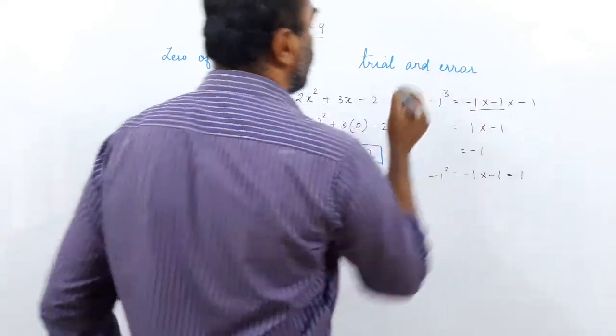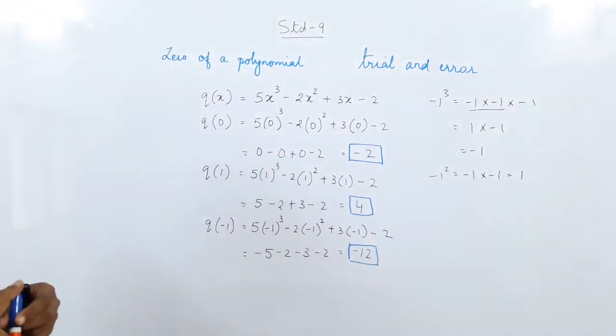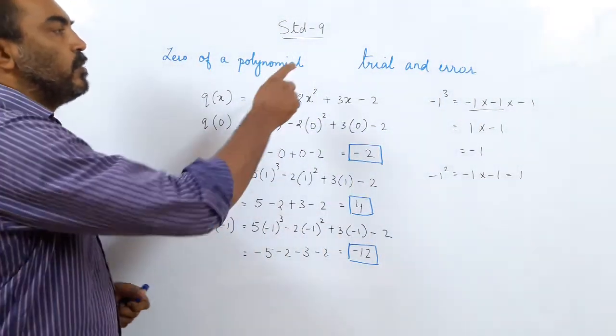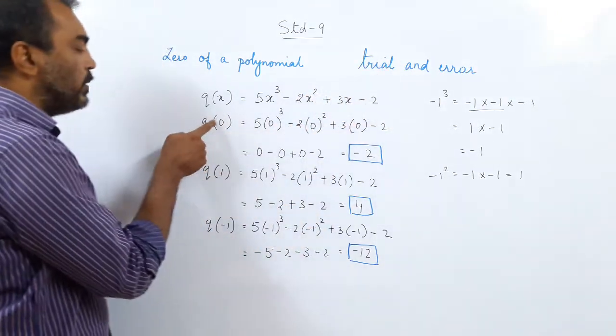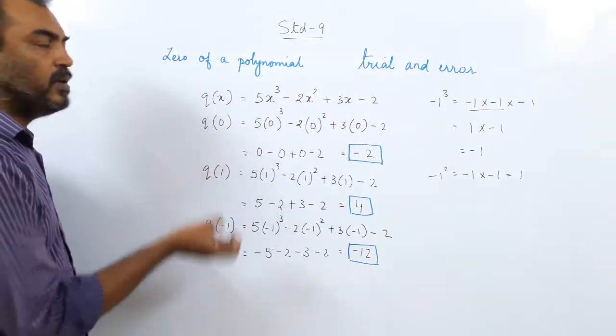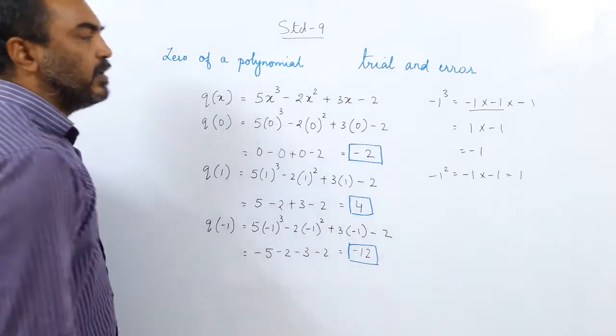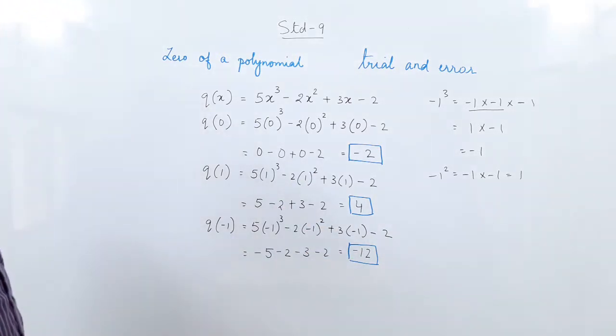Okay, in mathematics we don't use it. Why? Mathematics is made to make your work easy. But the trial and error method means you keep on trying each value of the variable until you get the answer. Now, I'll tell you the better way.